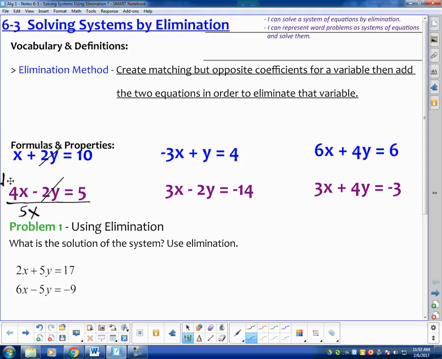And then what's the right-hand side equal? Well, 10 plus 5 is 15. And so I have this equation, 5x equals 15, with no y in it. y has been gone. Eliminated. That's why it's called that. Eliminated. Why? Well, because, Travis, when I added these two equal but opposite coefficients, they canceled out.